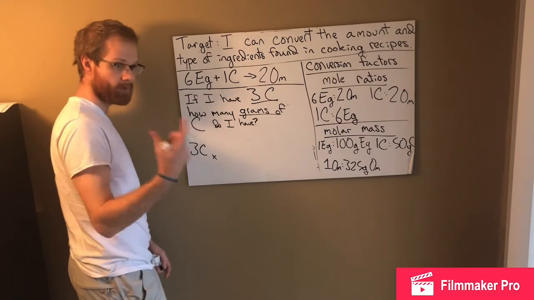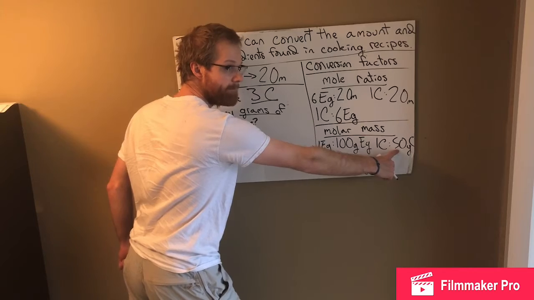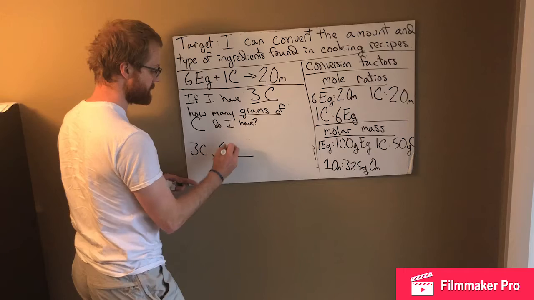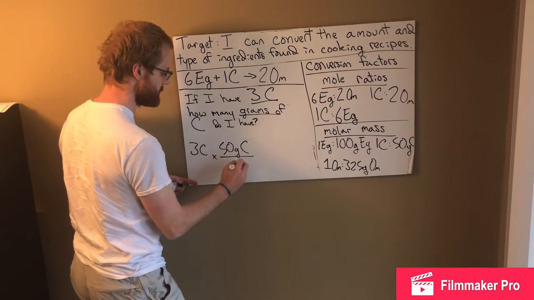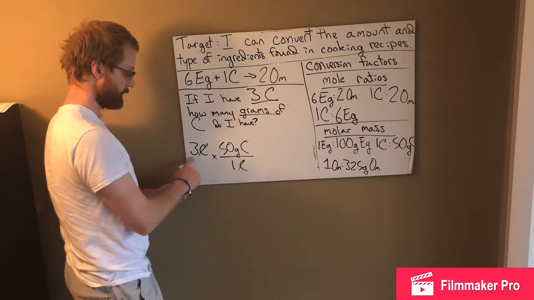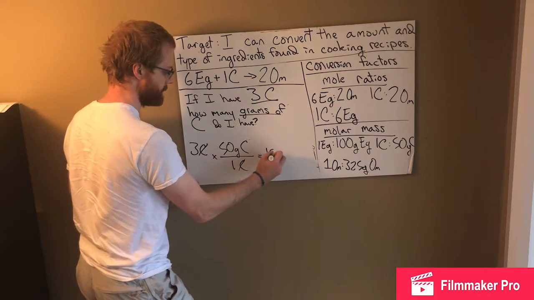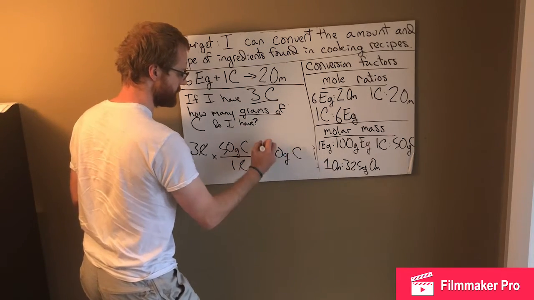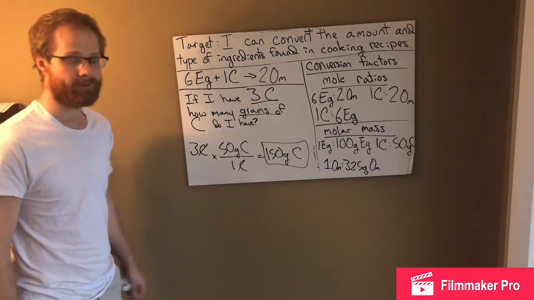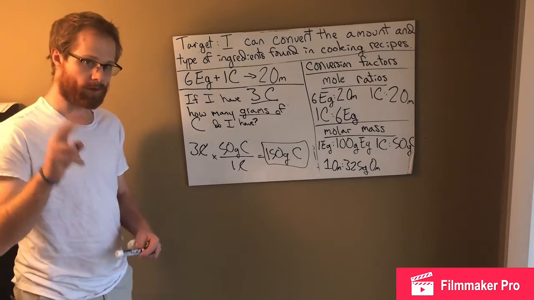Because they're the same amount. If I took a cup of C and I put it on a triple beam balance, it would have a mass of 50 grams. So I'm going to put the 50 grams of C on the top, and I'm going to put the 1C on the bottom, because I need those to cancel out. 3 times 50 divided by 1 is 150 grams of cheese. So if I have 3 cups of cheese, I've got 150 grams of cheese. Cool. 2 more problems that I want to go over.